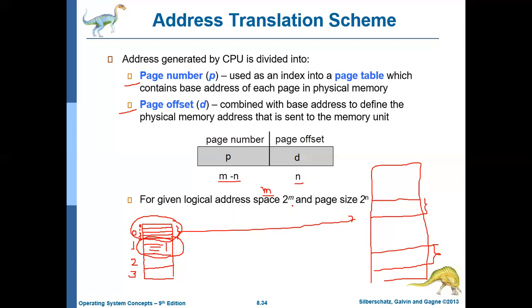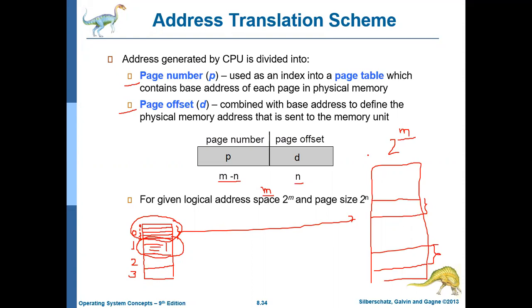For a given logical address space of 2 raised to the power m, and page size 2 to the power n. So if anyone says that we are using m bits for generating an address, what is the total memory of that process? You can say 2 raised to the power m will be the total amount of memory required by that process. It is simple.